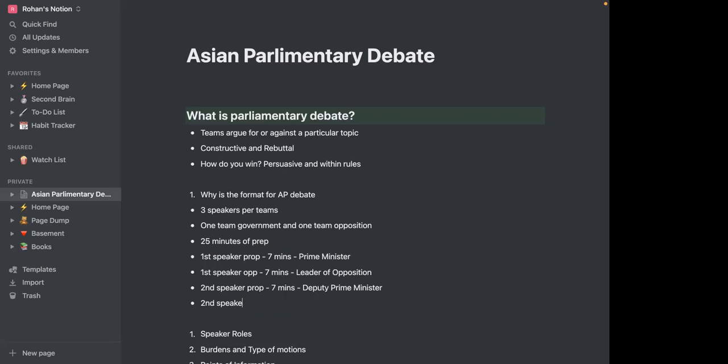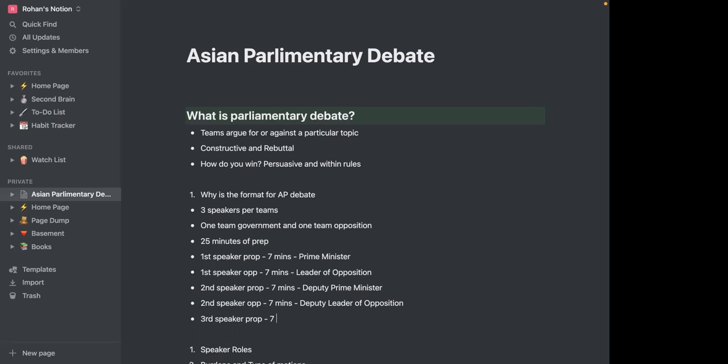After second speaker proposition comes second speaker opposition. I think not very surprising. Again, a 7-minute speech. Everything I've already talked about in terms of rebuilding your case, providing your argumentation, and providing rebuttal. The speaker is known as the deputy leader of opposition. Cool. After that comes the third speaker prop.